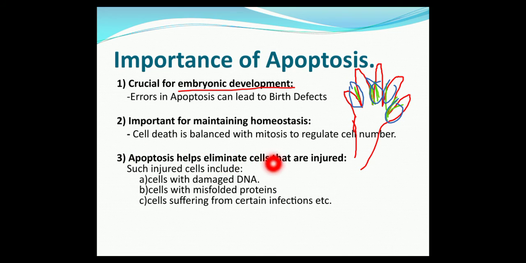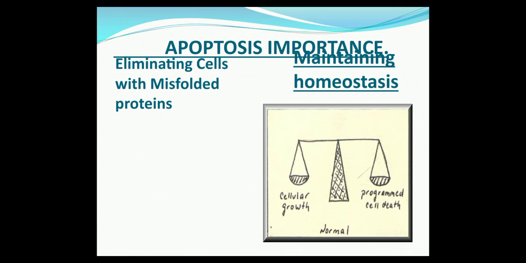Apoptosis helps eliminate cells that are injured. Very important here. Such injured cells include cells with damaged DNA, cells with misfolded proteins, or cells suffering from certain infections by viruses or any pathogens. So here we need the apoptosis process. It is a very important process, guys. Okay, now let's move on. Here you can see the apoptosis importance.